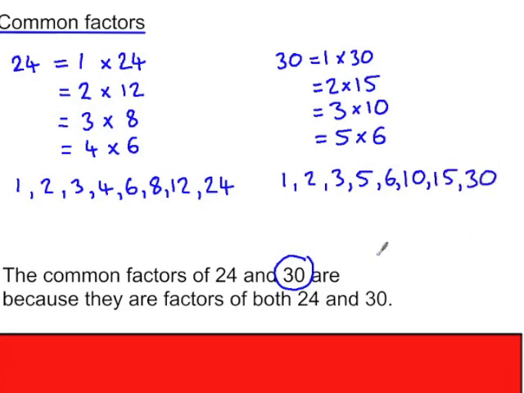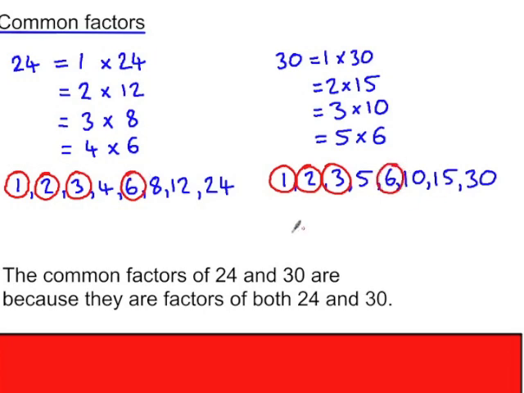And the question is asking, what are the common factors of the two numbers? We're looking for numbers which are in both lists. 1, 2, 3, 6, and that's it. So the common factors of 24 and 30 are 1, 2, 3, and 6, because they are factors of both 24 and 30.